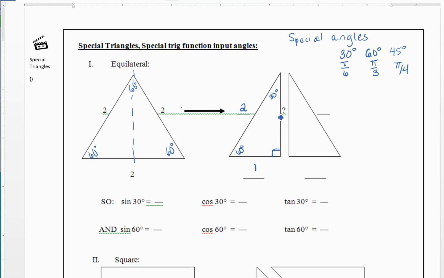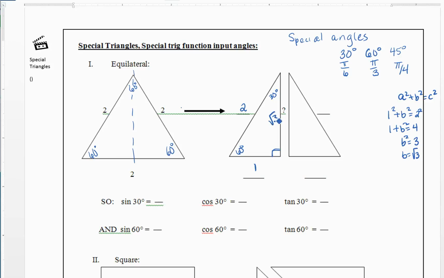Now, to help us out, we need to find what this third side is, and we'll have to use the Pythagorean theorem. So here, 2 is our hypotenuse. So if we look at a squared plus b squared equals c squared, we're going to have 1 squared plus b squared equals 2 squared. So 1 plus b squared equals 4, which means b squared equals 3 if we subtract 1 from both sides, which makes b equal to the square root of 3. So this side is the square root of 3.